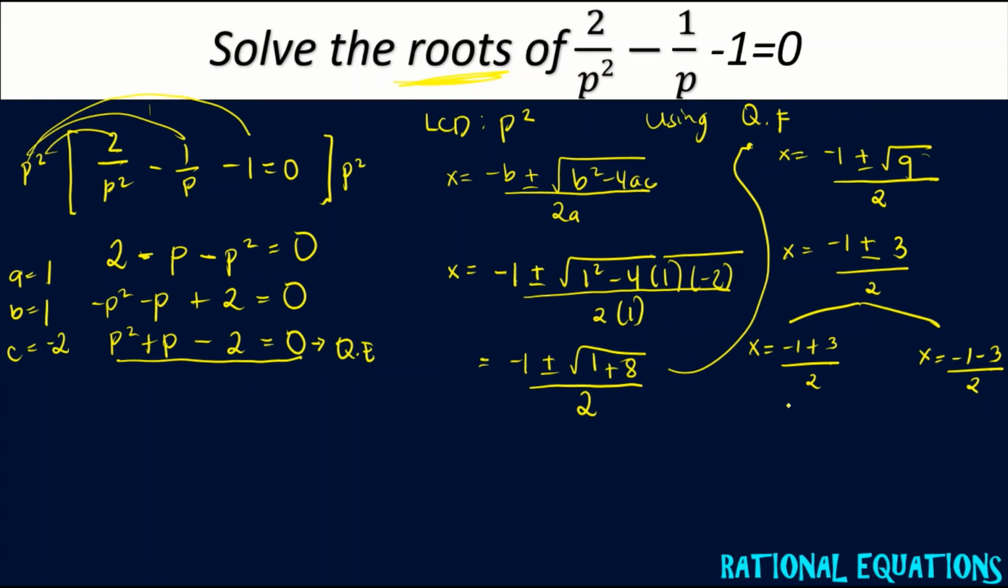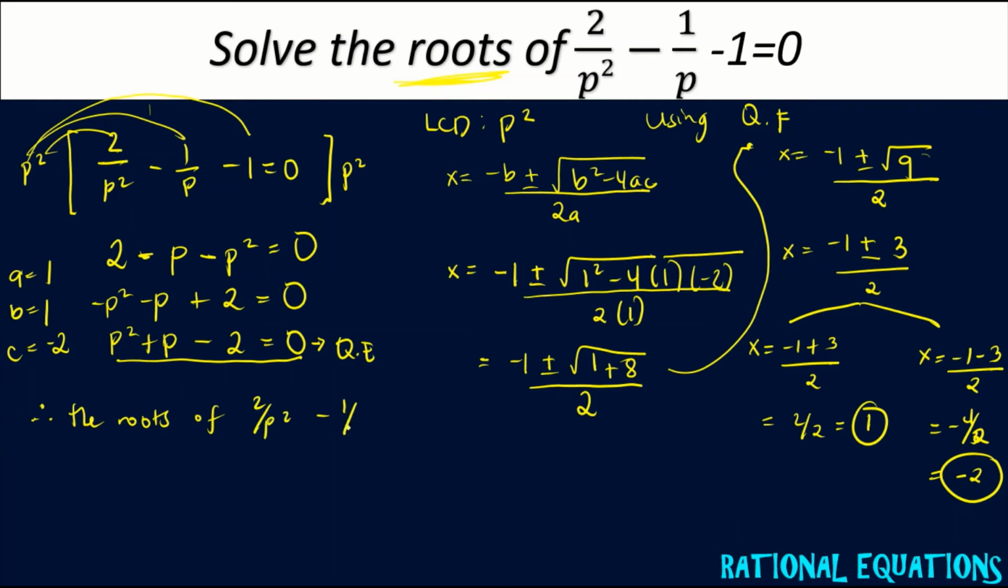Simplifying further, we will have negative 1 plus 3 equals positive 2 over 2, or simply 1. And the other one, negative 1 minus 3 is negative 4 over 2, or simply negative 2. So therefore, the roots of 2 over p squared minus 1 over p minus 1 equals 0 are 1 and negative 2. And this is now the final answer.